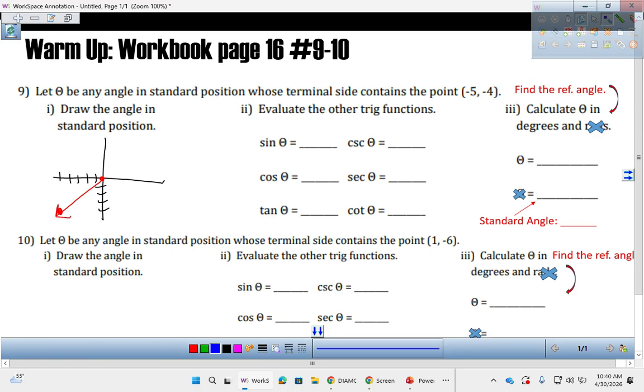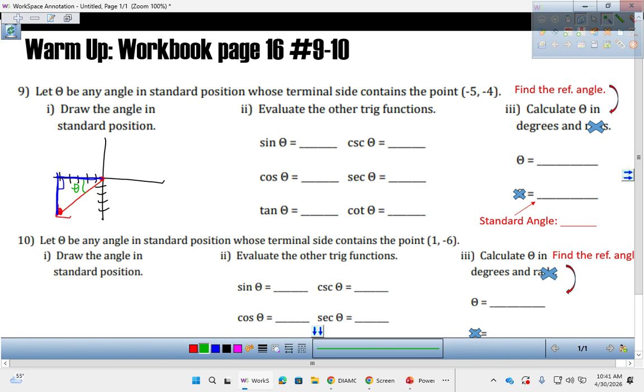The reference triangle is always created with the x-axis. So if you're on the left-hand side, you're going to use the left-hand x-axis. If you're on the right-hand side, you're going to use the right-hand x-axis. So I'm going to go like this, and then you also need to drop that straight down. This creates the right triangle. Your reference angle is this angle in the corner, and that's called theta. So that's what the reference triangle looks like for this one.